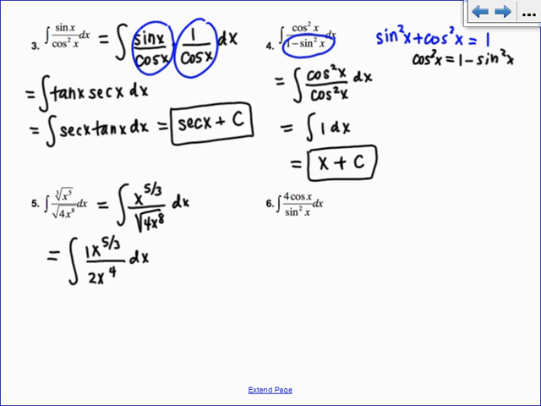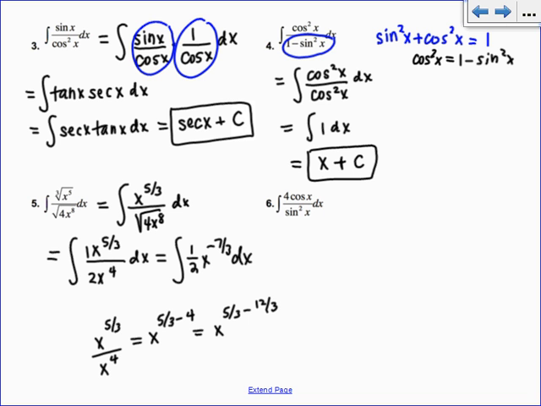The number on the top is 1. So if I think about breaking it apart into a number and a power of x, I have a 1/2, and I have x to the 5 over 3 over x to the 4th. So when I subtract 5 over 3 minus 4, it's really 5 over 3 minus 12 over 3. So I get x to the negative 7 over 3. Kind of messy.